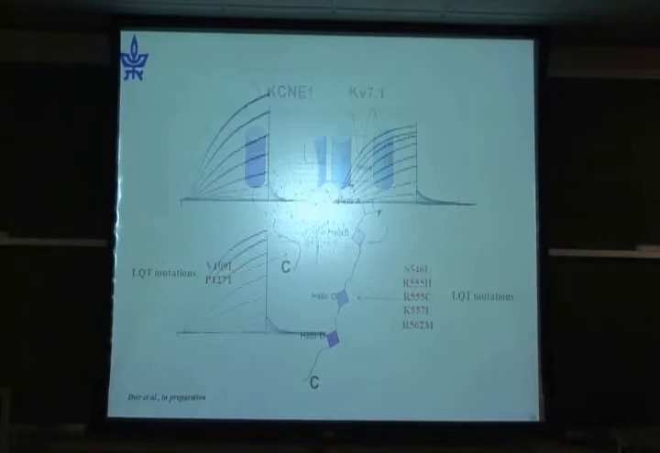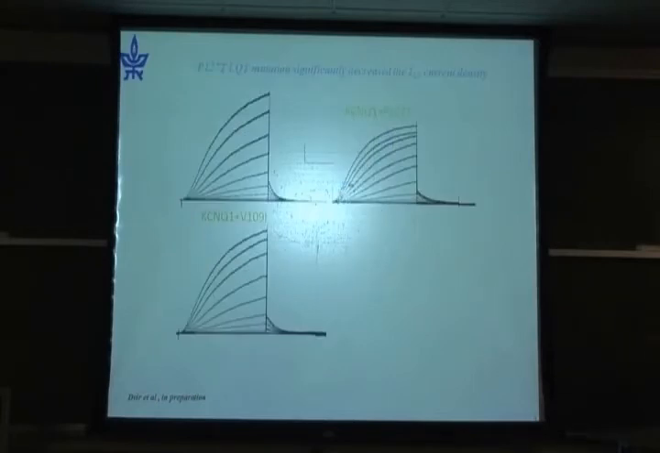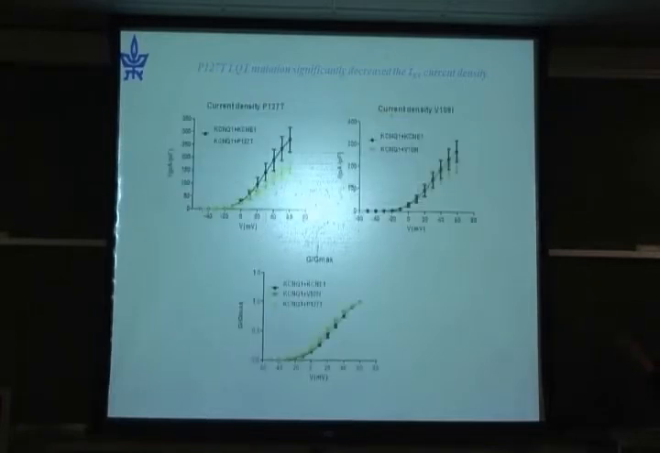What we found is that for the mild long QT mutation, valine 109, we have rather the same current amplitude. But for the proline 127T, we have a significant lower channel density. It's not a very strong decrease, but we have consistently something like 30-35% decrease in the current density. This is shown here. No effect on the gating, the same activation curve.